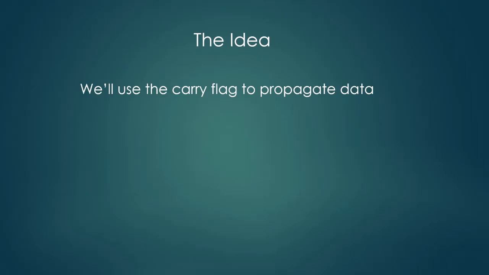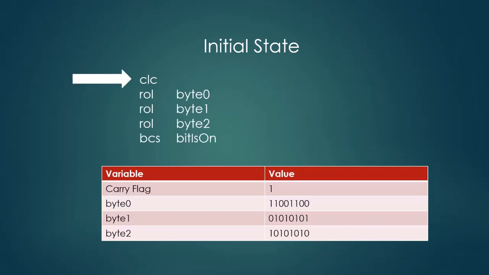The idea of all multi-byte operations is to operate on 1 byte at a time while using the carry flag to propagate information from 1 byte to the next. These slides show the operation of a short snippet of code performing a multi-byte operation. The big white arrow represents the program counter. The table represents the state of the carry flag and 3 variables in storage. The values are all represented in binary.